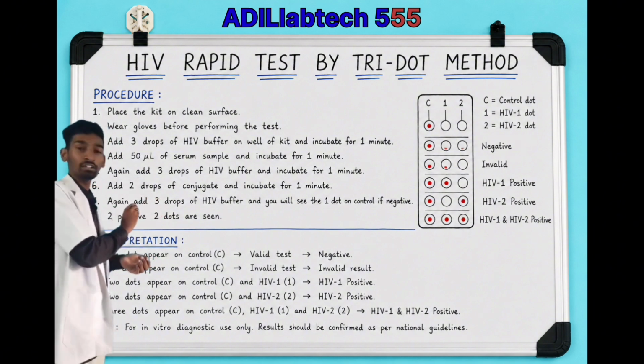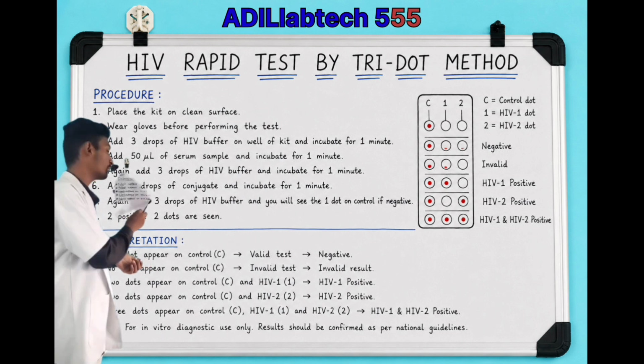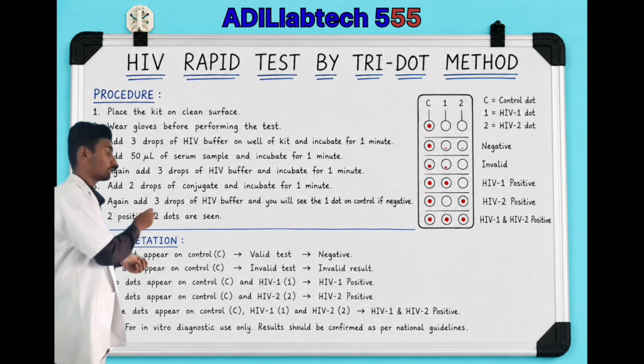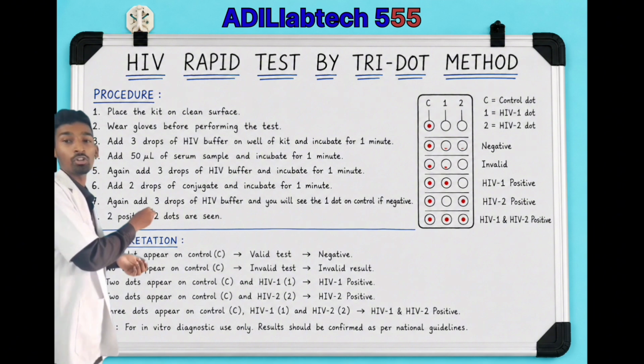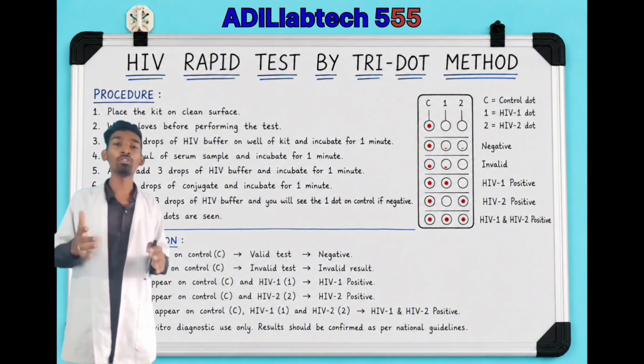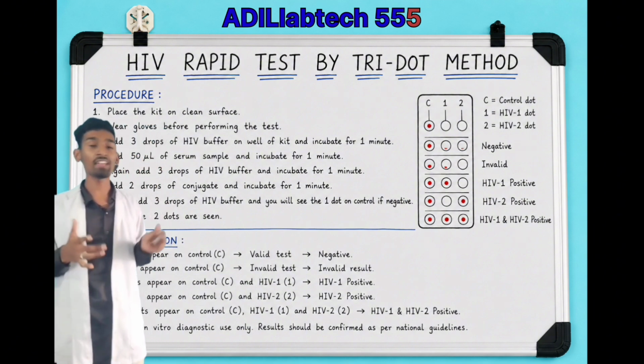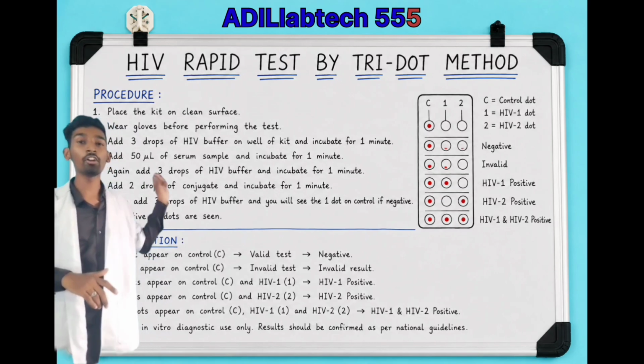Three dots appear: at HIV1, second at HIV2, and third at control. HIV1 and HIV2 both positive. Hope this video is helpful for understanding the theory class of HIV rapid test by TRI-DOT method.